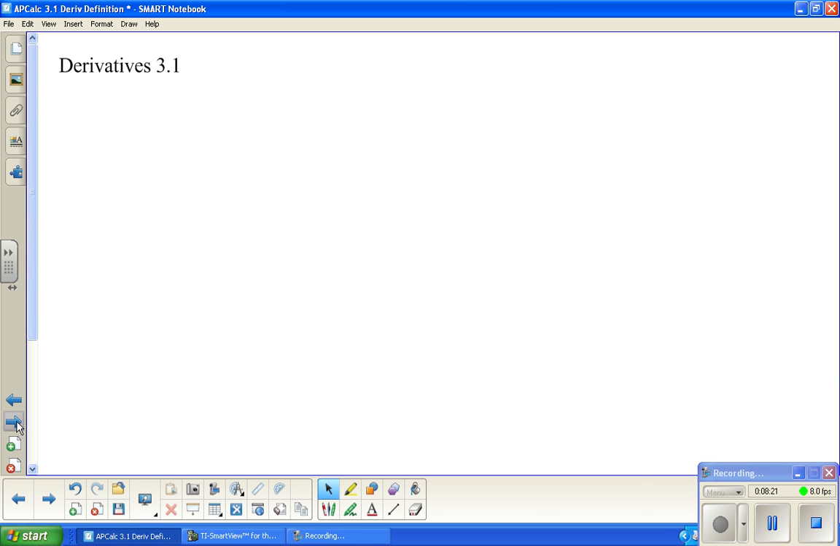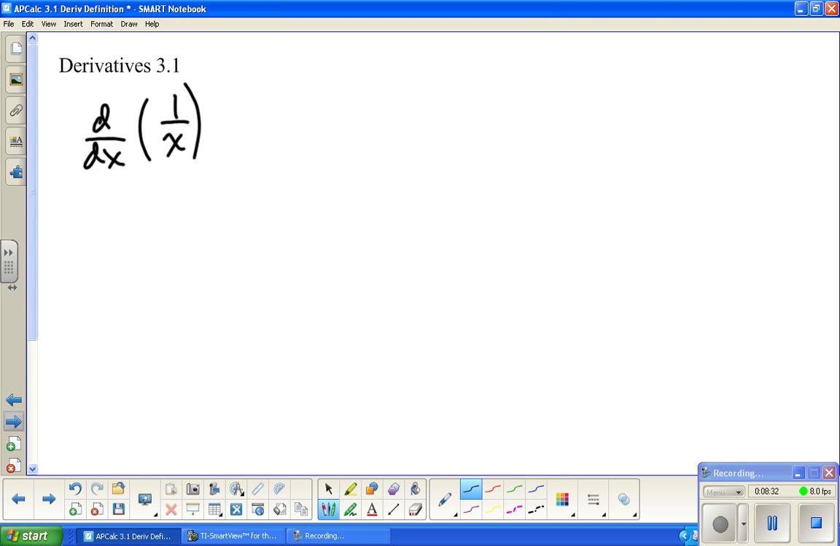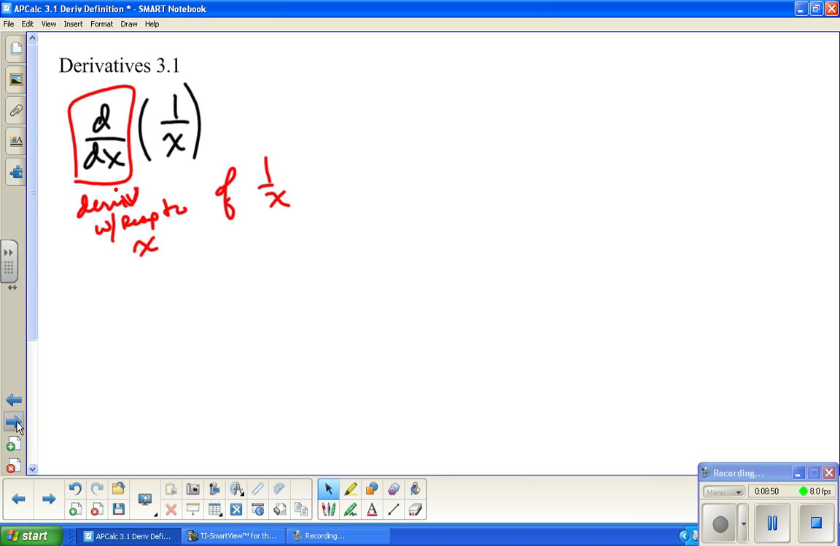Okay, let's continue. Let's do another one. I just want to do another example. Okay, let's do the derivative of 1 over x. Now this notation is again the same thing. This just means we're doing derivative with respect to x, and of 1 over x. So that's all this means.